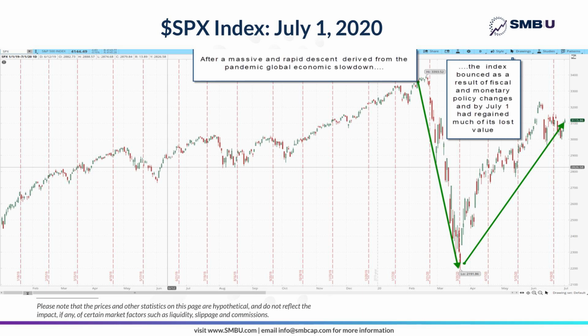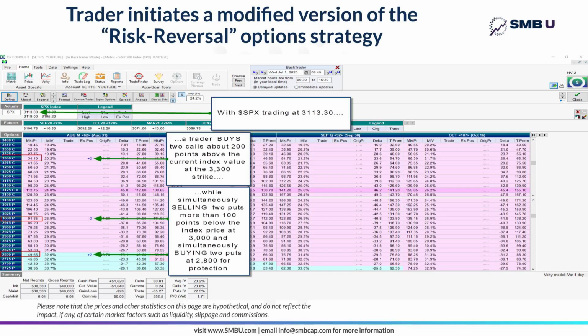And so let's say that you were bullish on the index at that point, believing that it was going to retake its all-time highs given the massive fiscal and monetary policy interventions going on globally at that time. And so given your bullish outlook on that day, you pulled up an options chain expiring 2 months out on August 31st, and you went ahead and bought 2 calls at the 3,300 strike price on that expiration date, which is a couple of hundred points above where the index was trading.